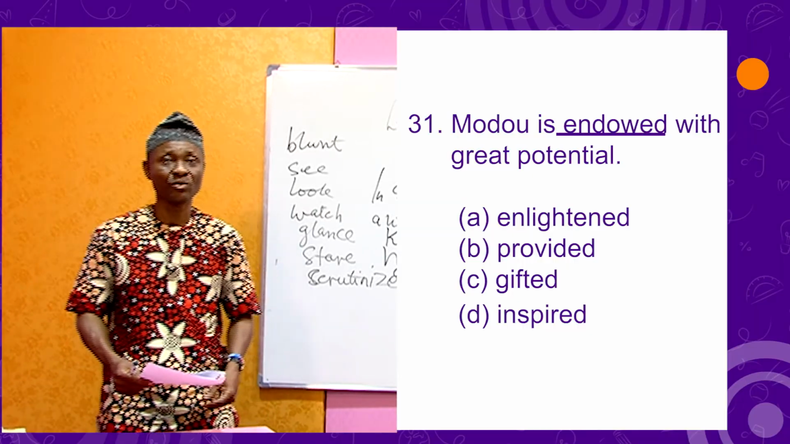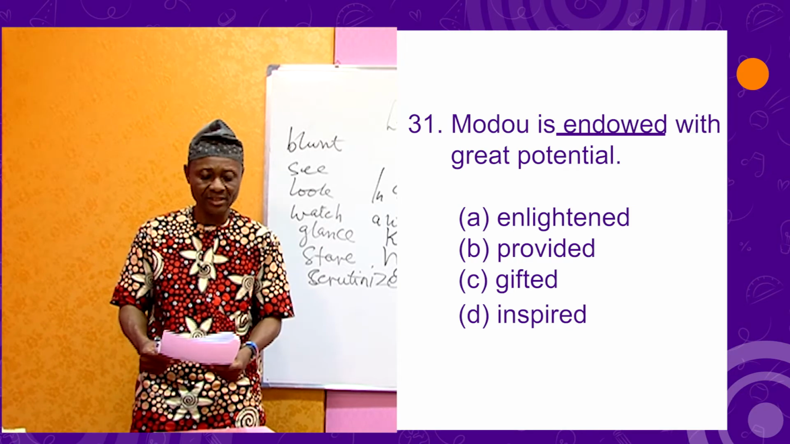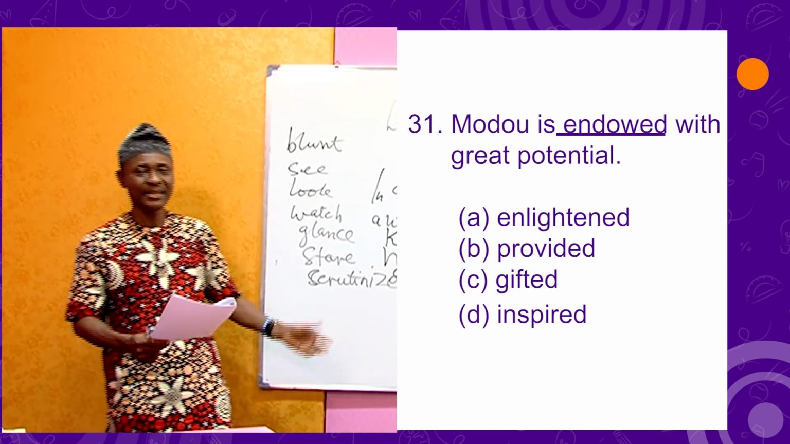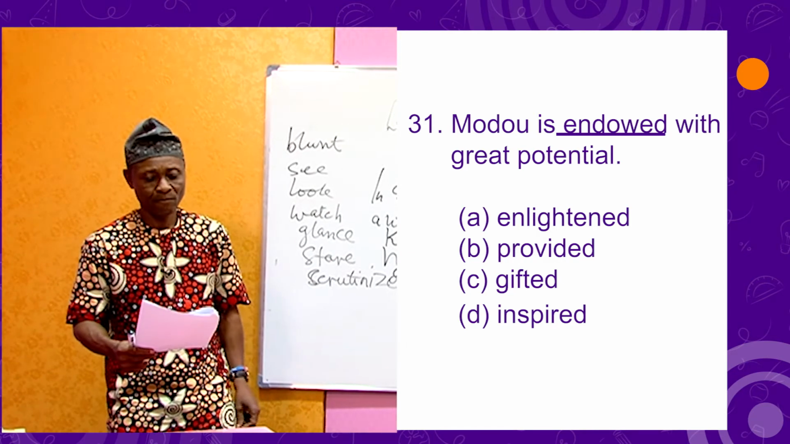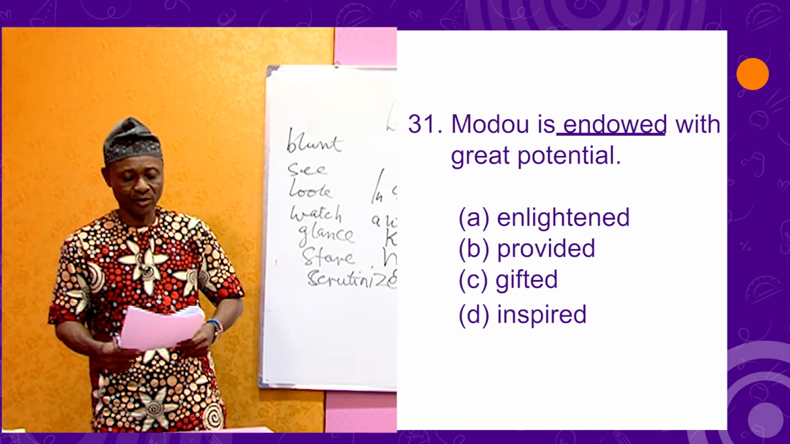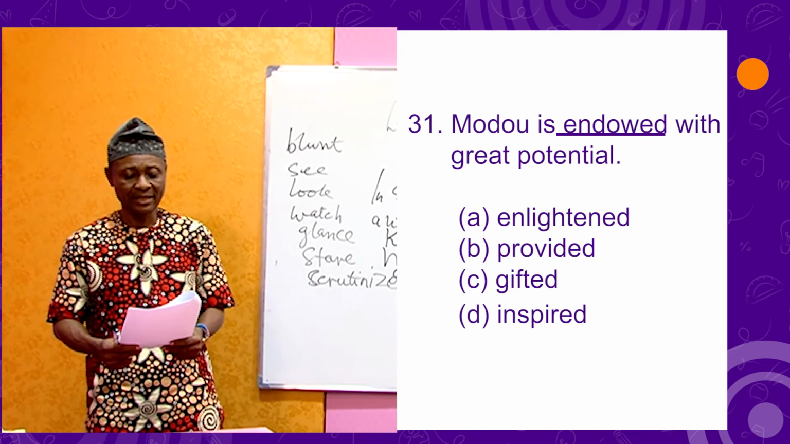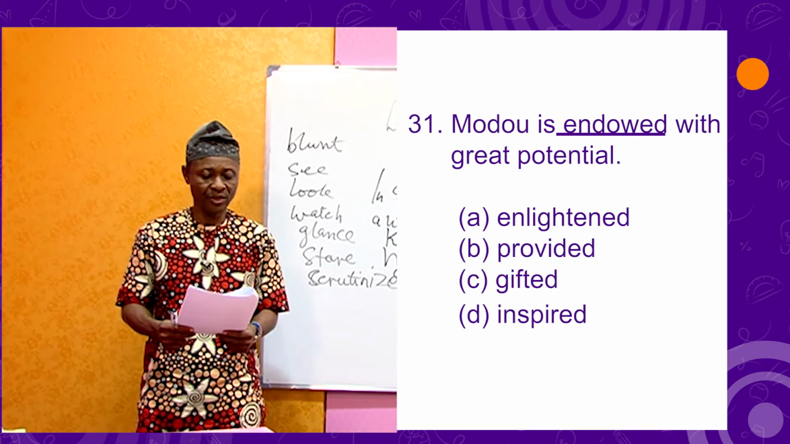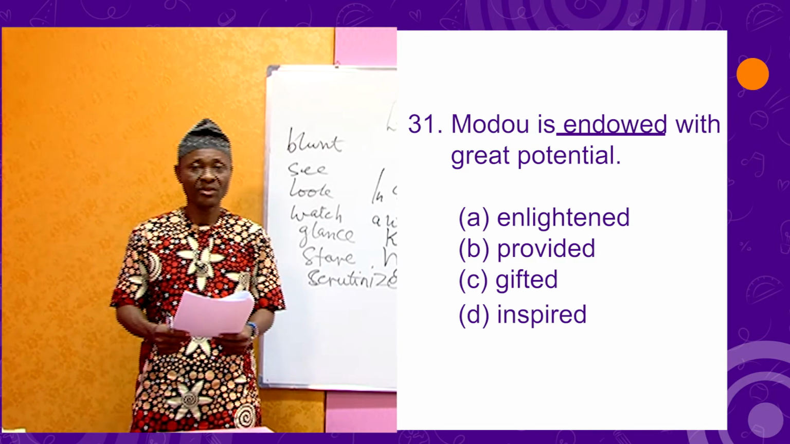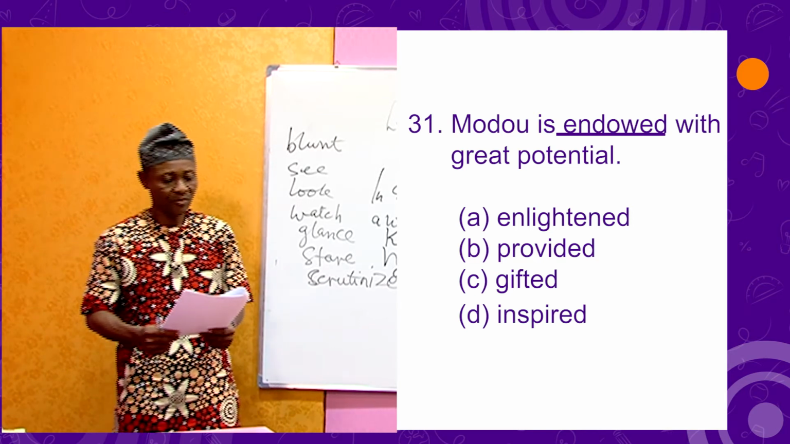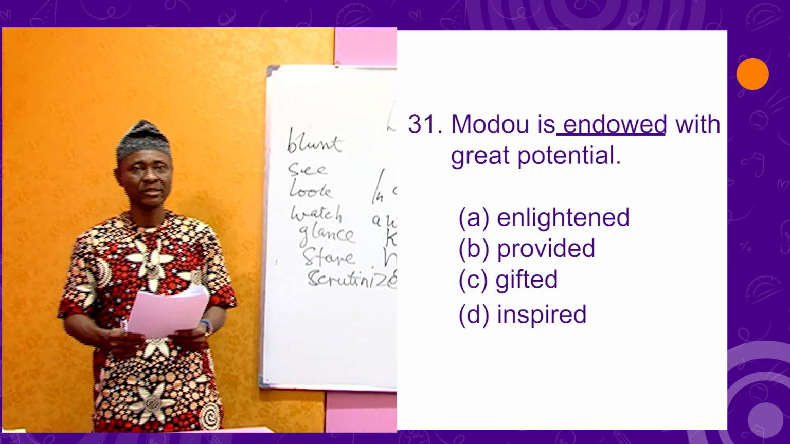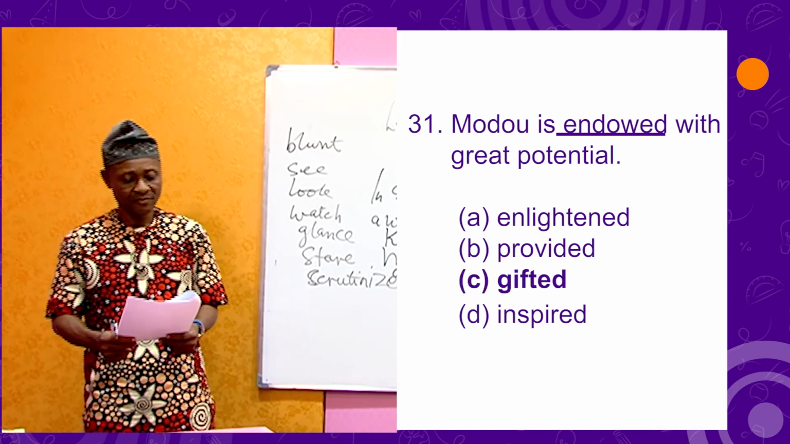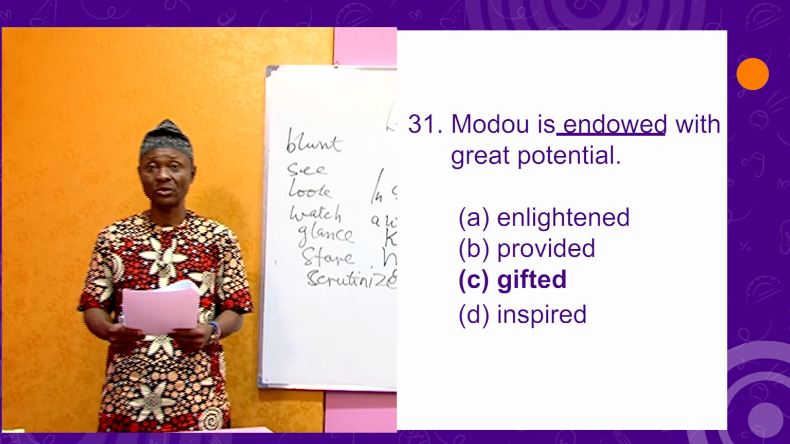Now we go to question number 31. Modu is endowed with great potential. The word that is underlined in the sentence is endowed. Now, we are going to look for the options here. The options are A, enlightened, B, provided, C, gifted, D, inspired. From the options we have, the word that is nearly the same in meaning to this is gifted in this very question, and that is option C.